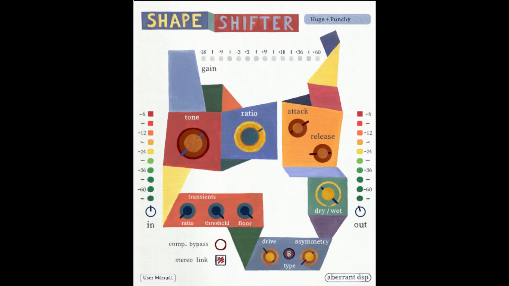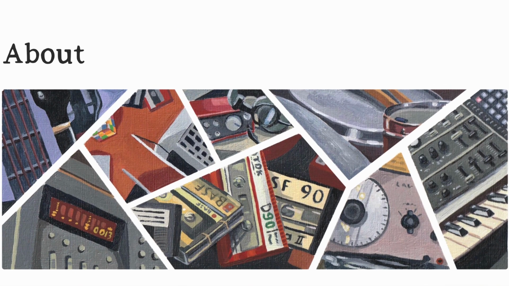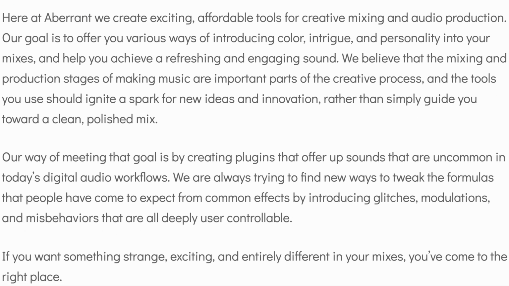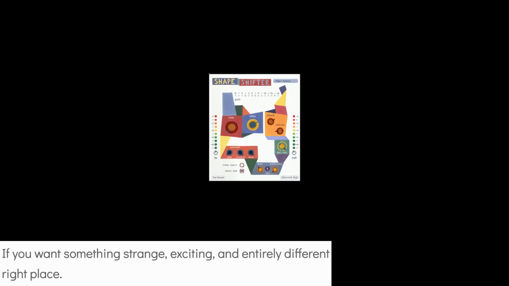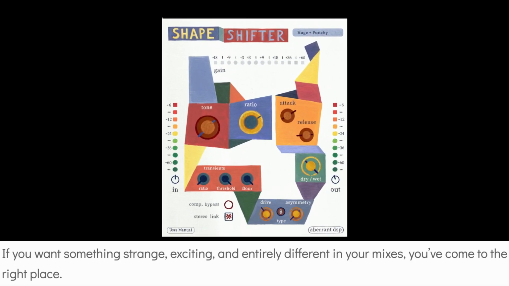To my knowledge, there's no equivalent to Aberrant DSP's ShapeShifter character compressor that exists in the hardware realm. Transparency isn't this plugin's main goal, though you can dial that in if you like. It can be subtle, but it really shines when it's used as it was intended, to inject tone and depth, warmth, and unforeseen results on the source material you feed into it.